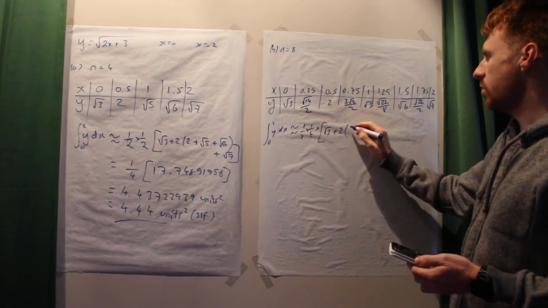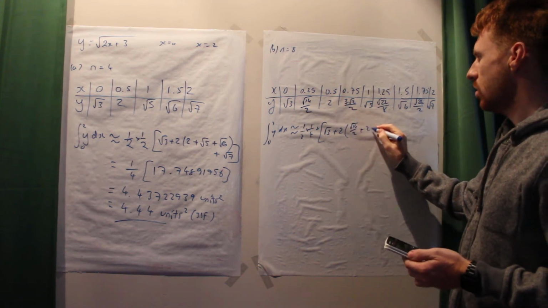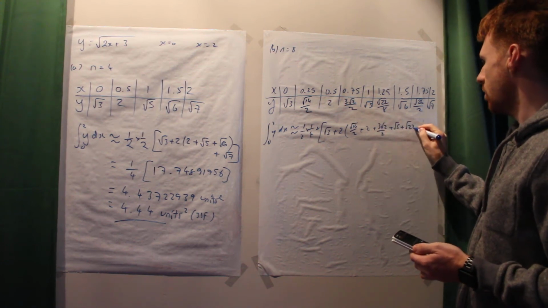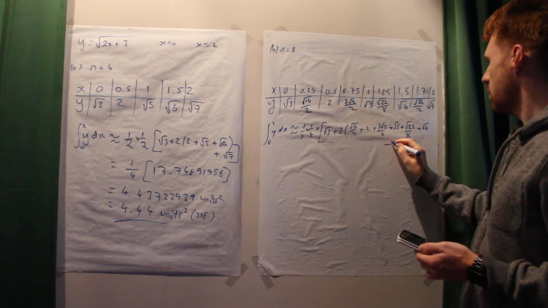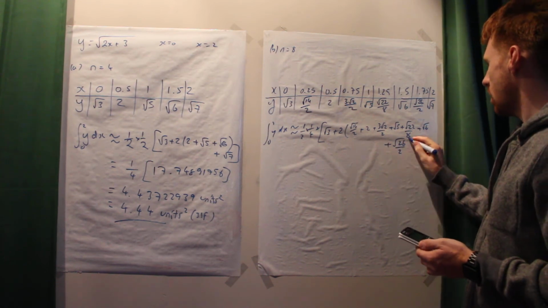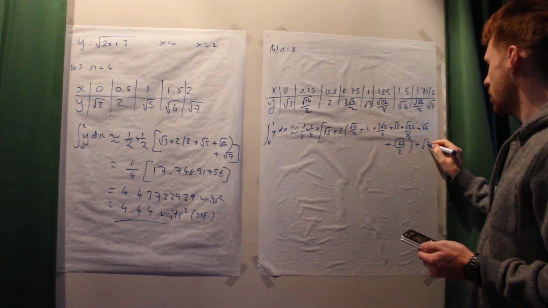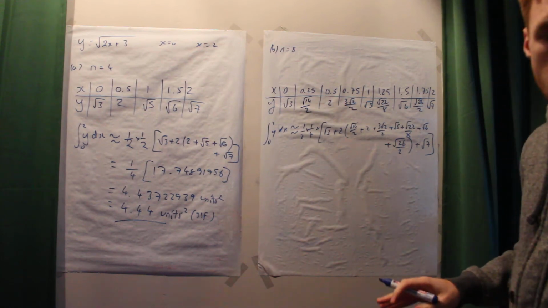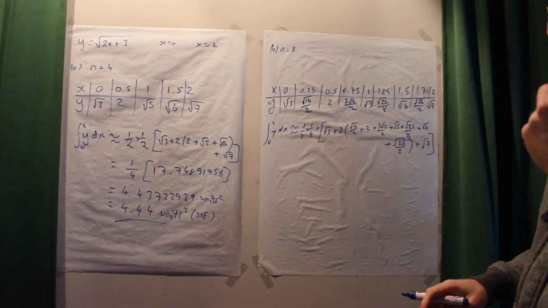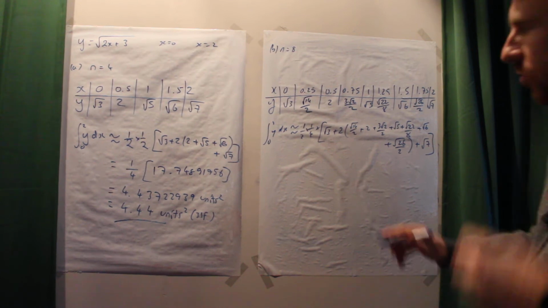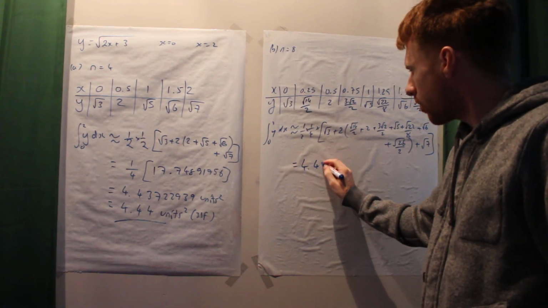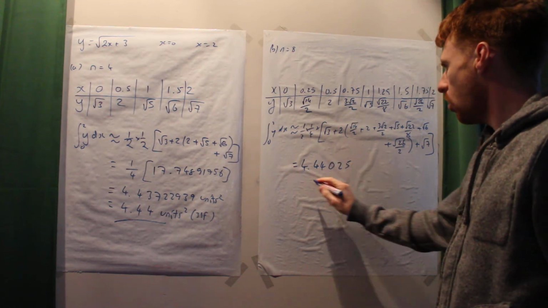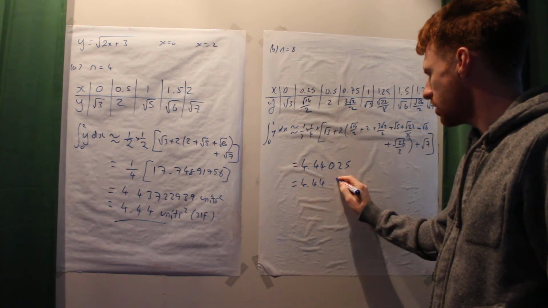So root 14 over 2 plus 2 plus root 3, root 2 over 2 plus root 5 plus root 22 over 8 plus root 6 plus root 26 over 2, close brackets, and then last but not least plus the root 7, close your big brackets. Typing all of this into your calculator will give you a final solution. The final solution will become 4.44025.